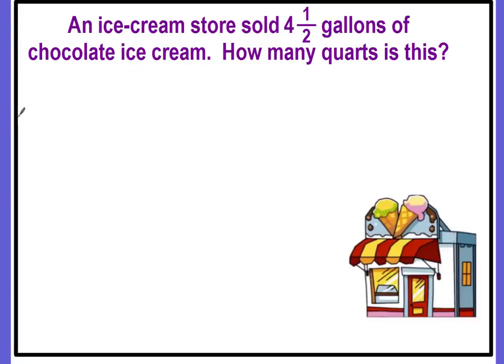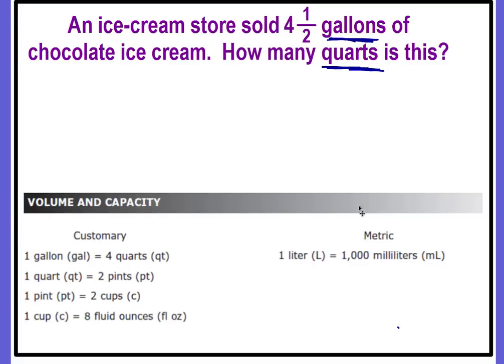Example number 2. An ice cream store sold 4.5 gallons of chocolate ice cream. How many quarts is this? So identify the two measurements we're talking about. We're talking about gallons and quarts. So if you look at your STAR reference chart, if I could pull it up here, there we go.